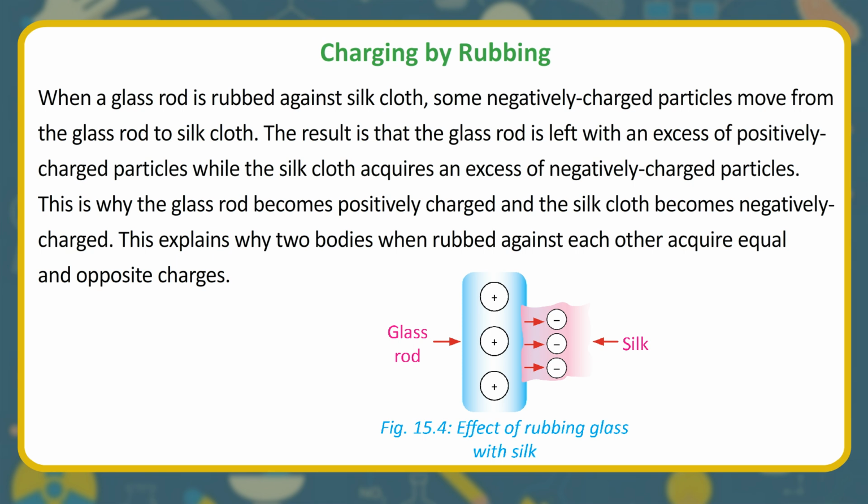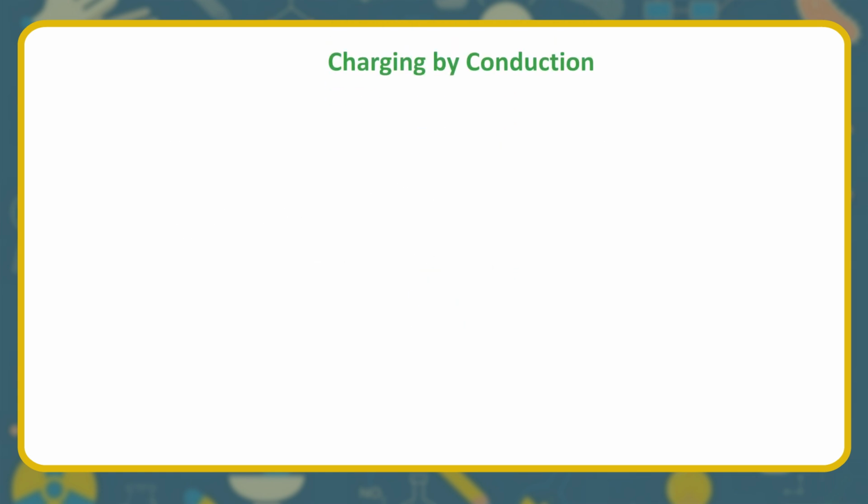Charging by rubbing. When a glass rod is rubbed against silk cloth, some negatively charged particles move from the glass rod to silk cloth. The result is that the glass rod is left with an excess of positively charged particles while the silk cloth acquires an excess of negatively charged particles. This is why the glass rod becomes positively charged and the silk cloth becomes negatively charged. This explains why two bodies when rubbed against each other acquire equal and opposite charges. Effect of rubbing glass with silk. Glass rod. Silk.